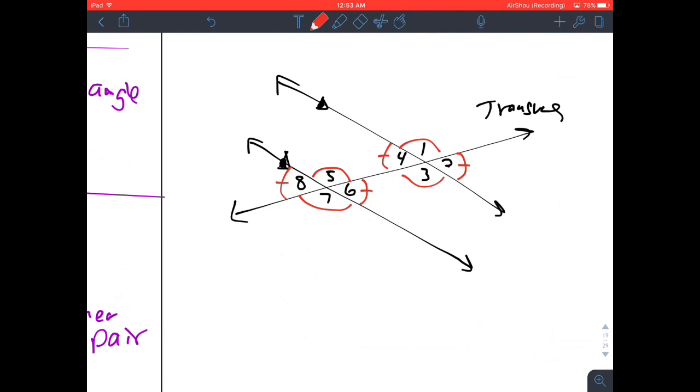If you grab any two different angles, such as angles 1 and 2, those have to be supplementary, which means you add them, you get 180. This is true every time you have two parallel lines cut by a transversal.